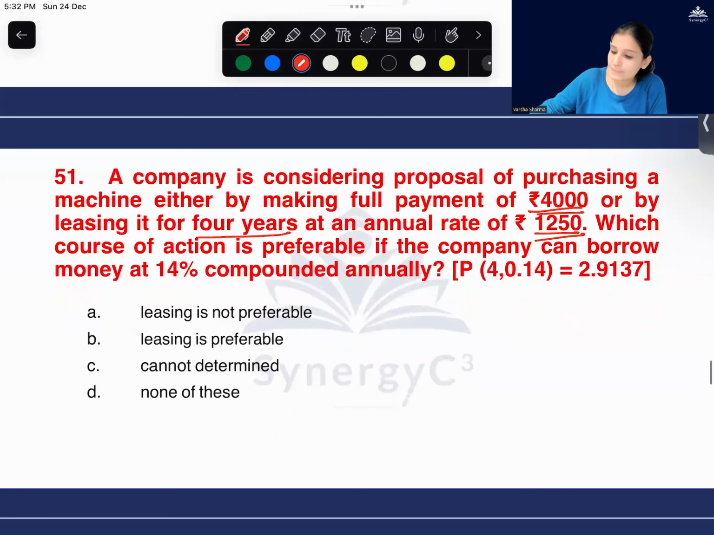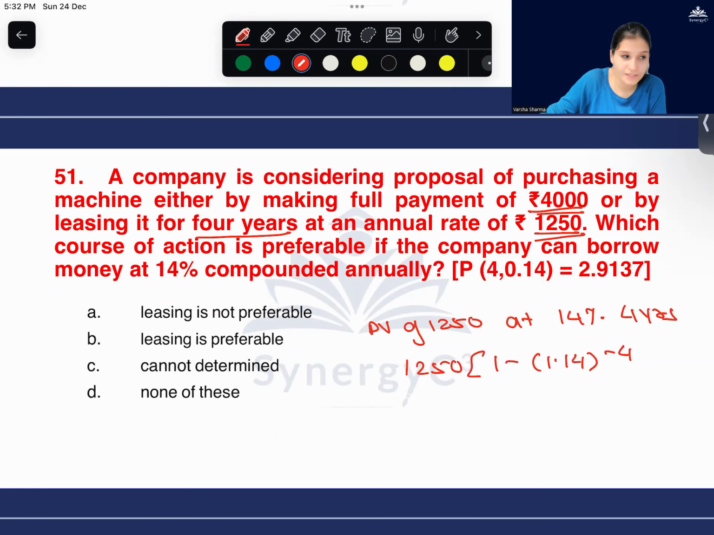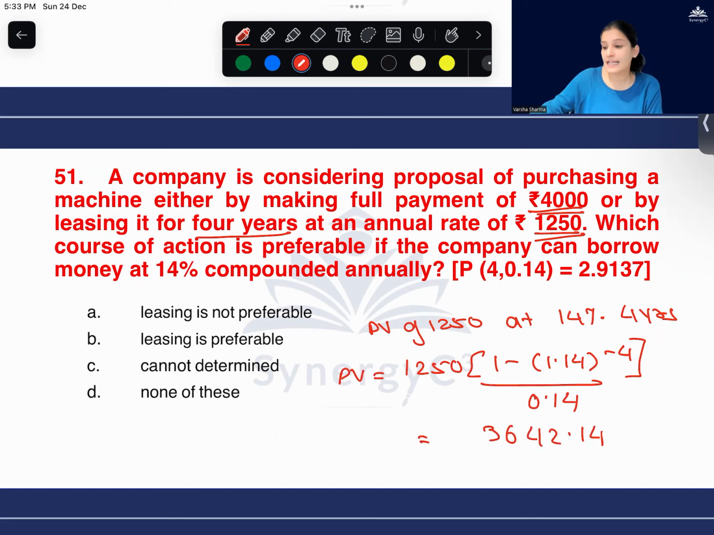So what I'm going to find is the present value of 1250 at 14% for 4 years. So calculate: 1 minus 1.14 to the power minus 4, divided by 0.14. That is the formula, which gives 3642.14. When this is less than 4,000, it is costing me less. So what should I do? Leasing is preferable. It's easier to rent than to buy, because it's costing me more if I buy the machinery.